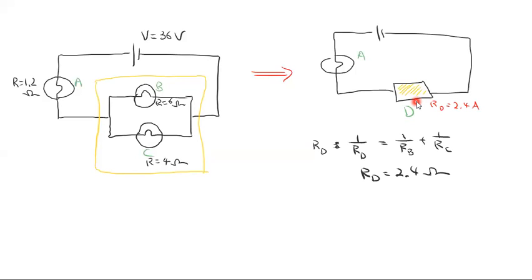Now, do we know the resistance of A? Yes. What's the resistance of A? 1.2. So if I know the resistance of A and I know the resistance of D, and thinking about it this way, what's the resistance of the entire circuit?